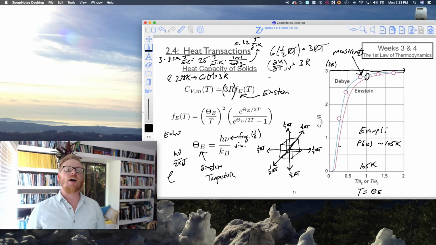So the heat capacity of all solids is 3R, once you're above the Einstein temperature. However, you have to remember the specific heat is different. And I'm going to do another cool example.